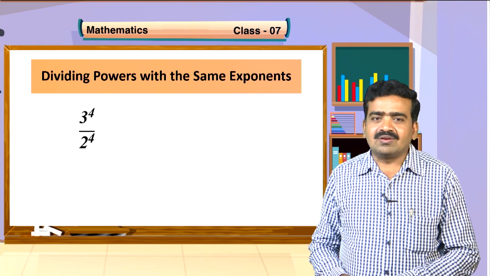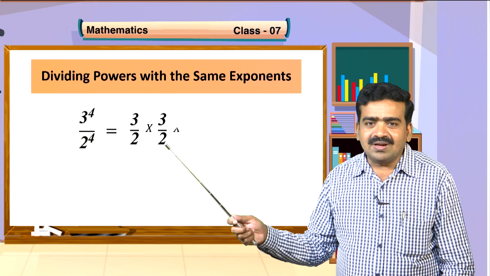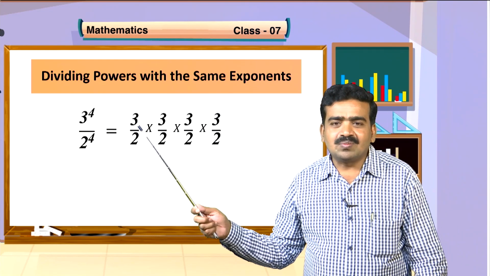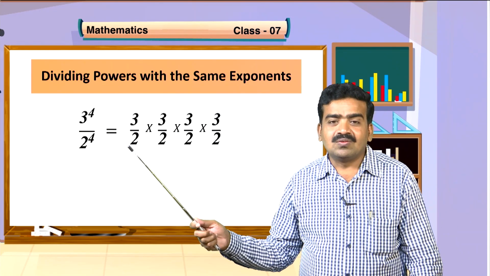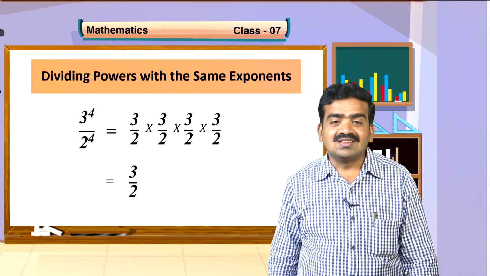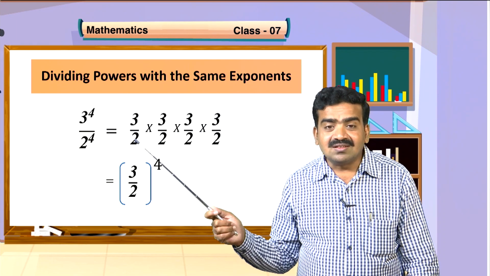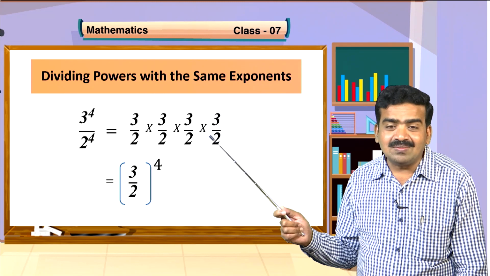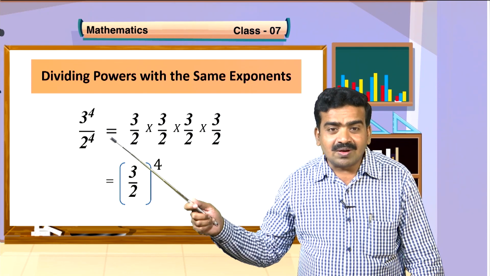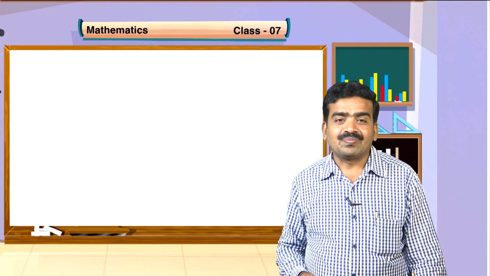3 to the power of 4 divided by 2 to the power of 4 can be simplified as 3 by 2 into 3 by 2 into 3 by 2 into 3 by 2. Here 3 is repeated how many times? 4 times. What about 2? 2 is also repeated 4 times. That can be written as 3 by 2 whole to the power of 4, or simply we can say 3 by 2 is repeated 4 times. That is why the simplest form of 3 to the power of 4 divided by 2 to the power of 4 is equal to 3 by 2 to the power of 4.